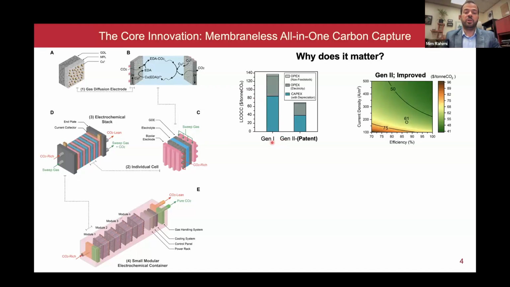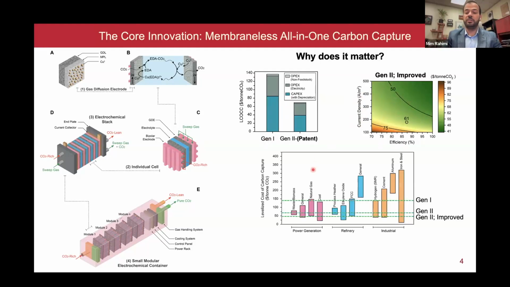And then going from Gen 1 that we developed before with membranes to Gen 2, we were able to reduce the cost significantly, bringing it down to roughly $70 per ton CO2. The major cost reduction was driven by the motivation of getting rid of the most expensive component, which was the ion selective membrane in Gen 1. And then by doing some typical R&D on the metrics that we are very comfortable with, such as the current density and efficiency, we have a projection of bringing down the cost to less than $50 per ton CO2.